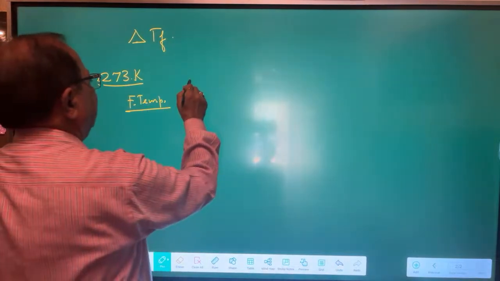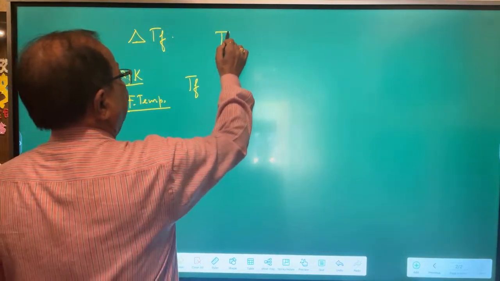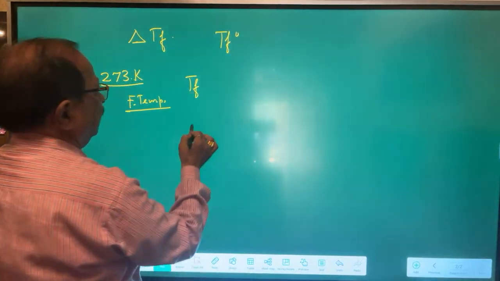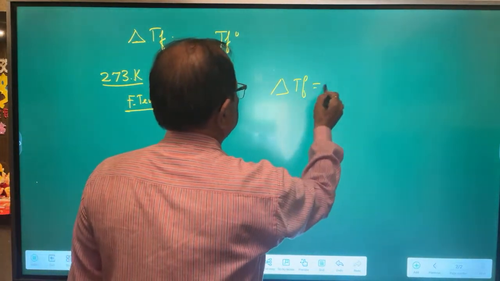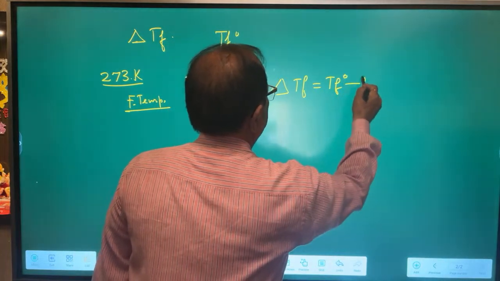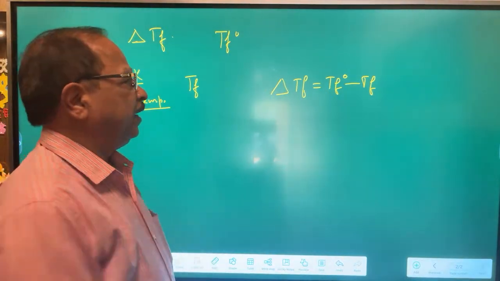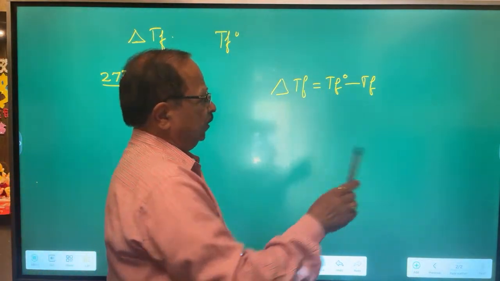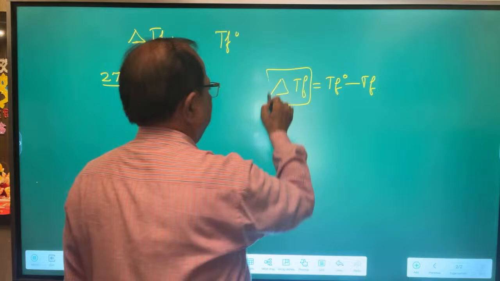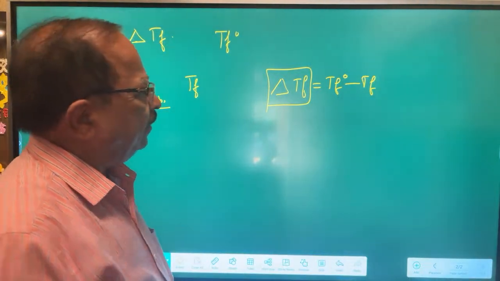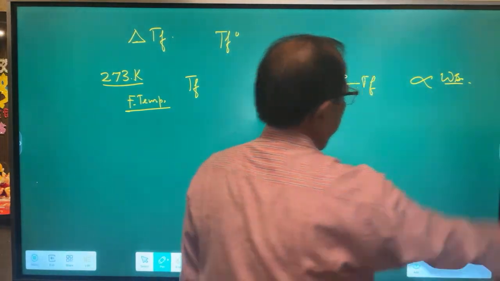Suppose this is the freezing temperature of the solution and this is the freezing temperature of pure water, then this is lower as compared to Tf naught. So delta Tf is the difference between Tf naught and Tf. Depression in freezing point is the difference in the freezing point of pure water and freezing point of the solution. So this also is a colligative property, because once we discuss in detail, you will find that it depends directly on the number of solute particles. So it's a colligative property.